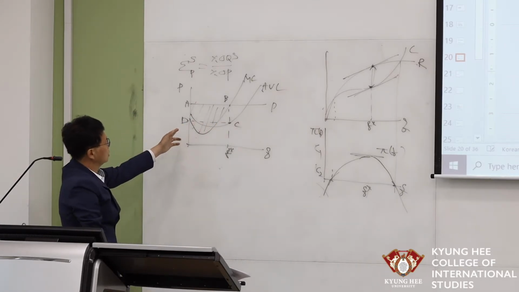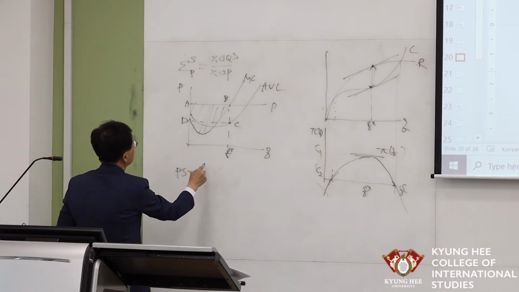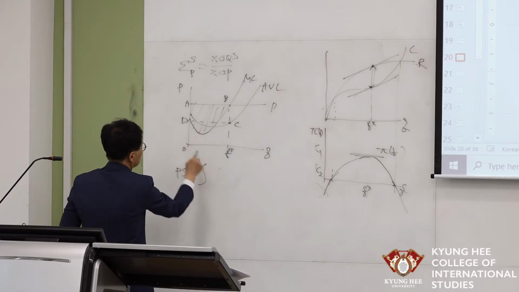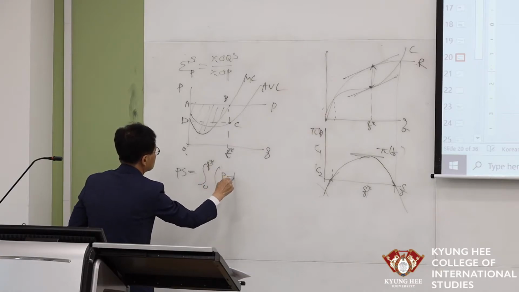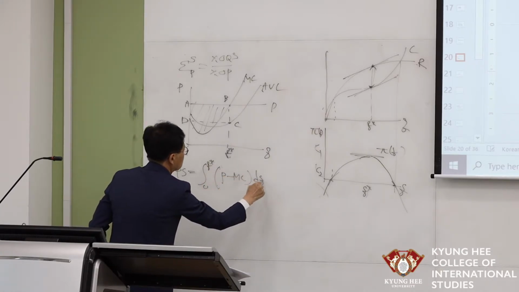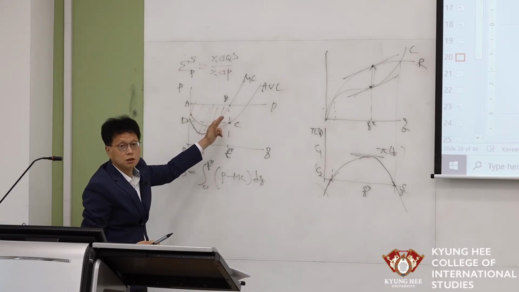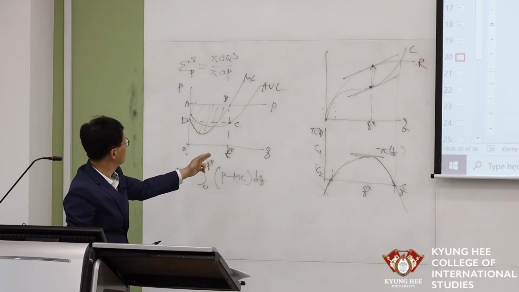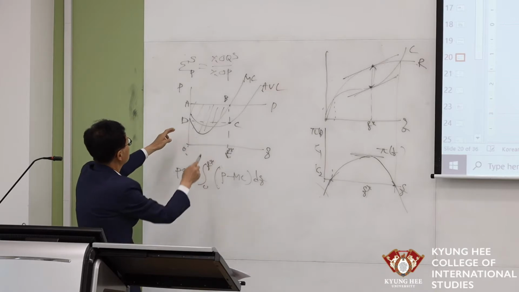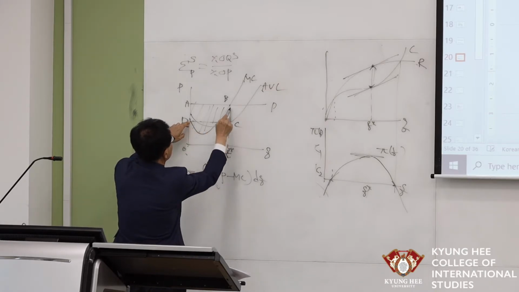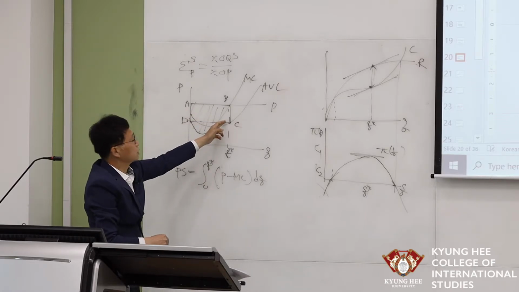Right? So producer surplus is originally this area, isn't it? Right? This area. So mathematically, producer surplus in this definition is the integral from 0 to Q star of price minus marginal cost dQ. That is producer surplus. That is this area. Okay? And this area is perfectly the same as this rectangle, actually.